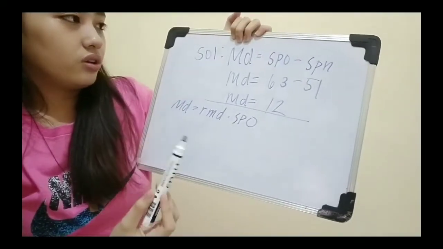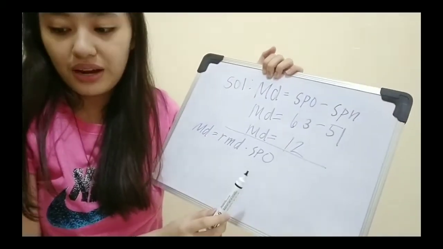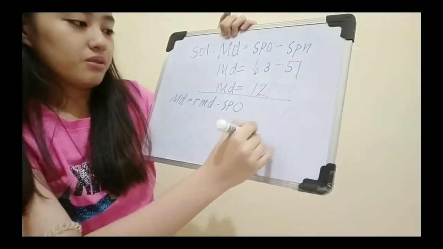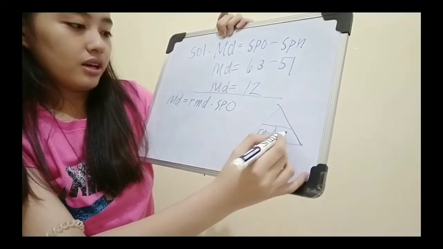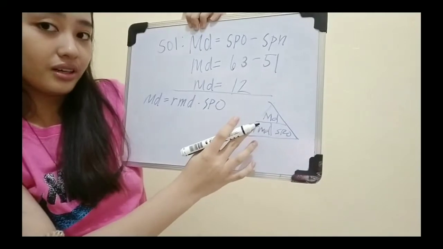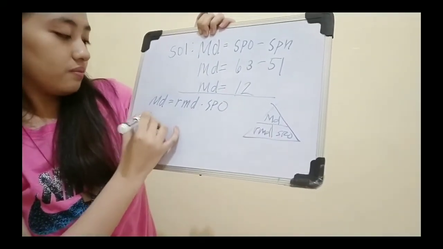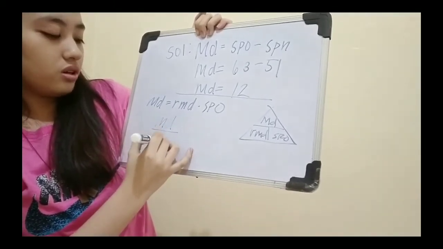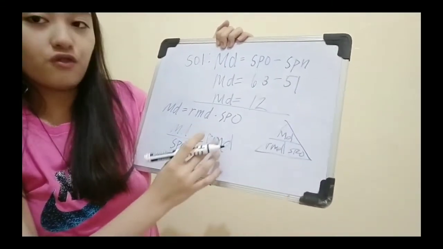So, meron tayong given na formula na markdown is equal to rate of markdown times original selling price. Since hindi naman natin ito hinahanap, ang hinahanap natin is this. So, again, from a triangle, rate of markdown times original selling price, and for markdown, ang hinahanap natin is this. What we're going to do is markdown over original selling price is equal to the rate of markdown.